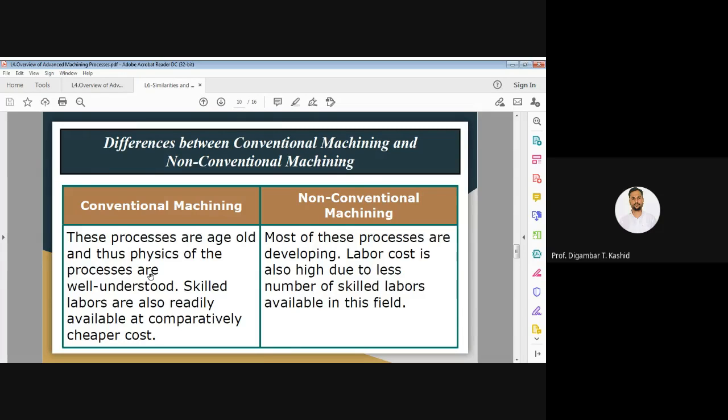If you purchase an EDM machine, an ECM machine, or laser beam machining equipment, at that time we need skilled labor who knows and well understands that process. So the labor cost is also high, because most of these processes are still developing.